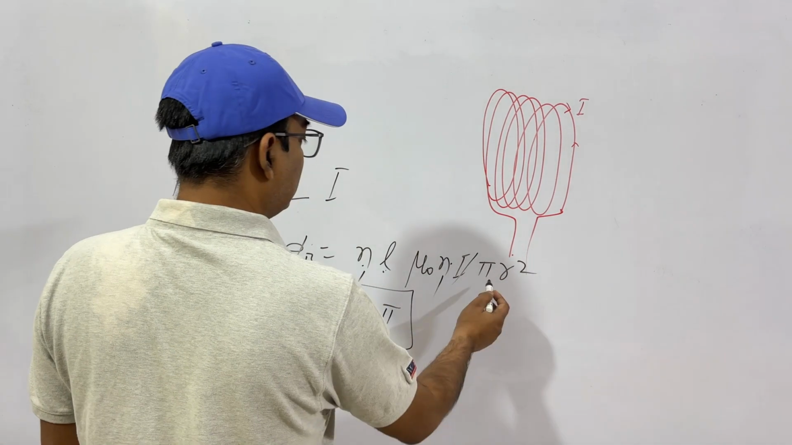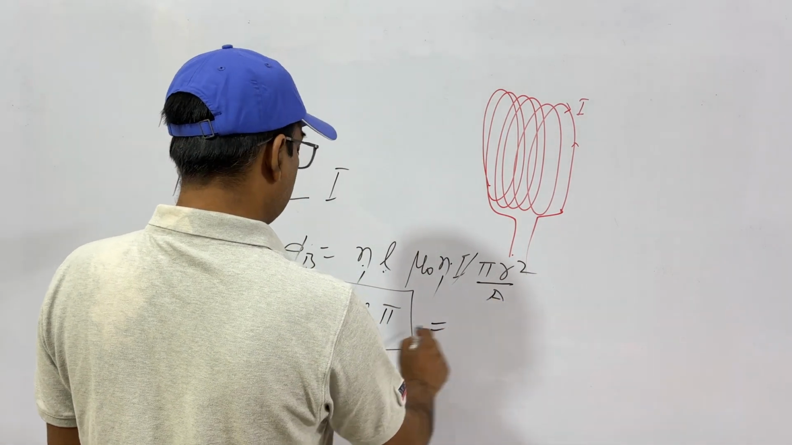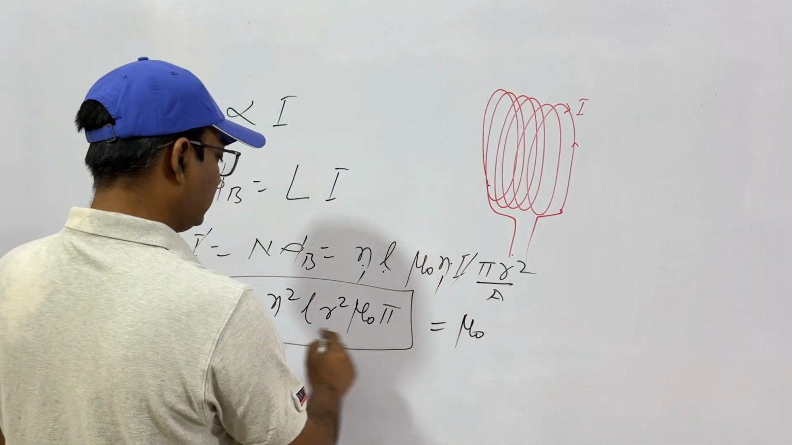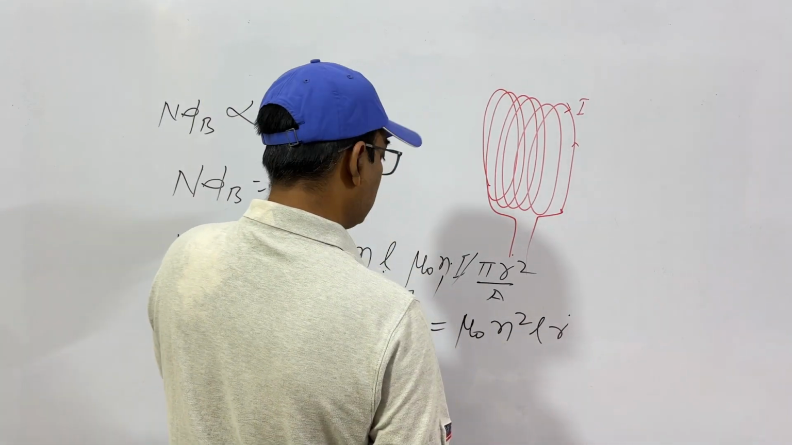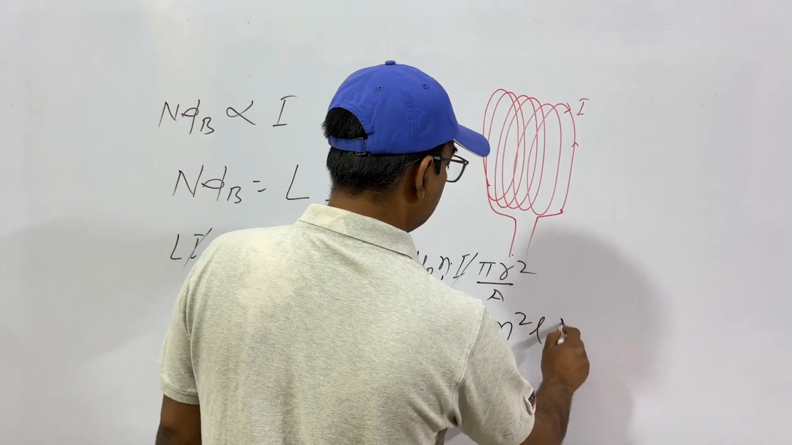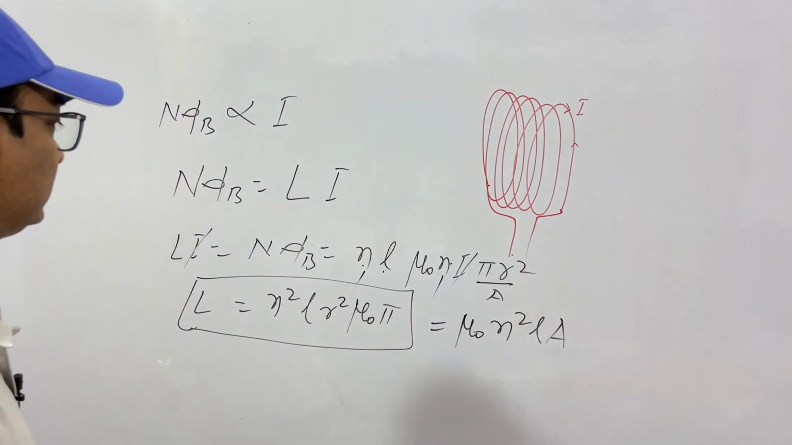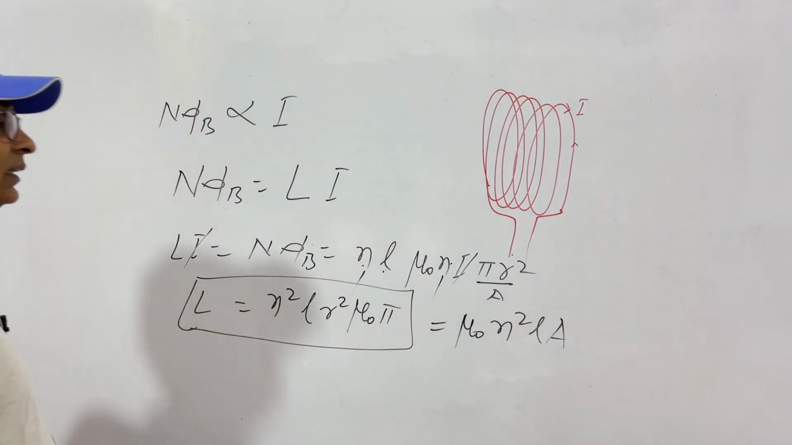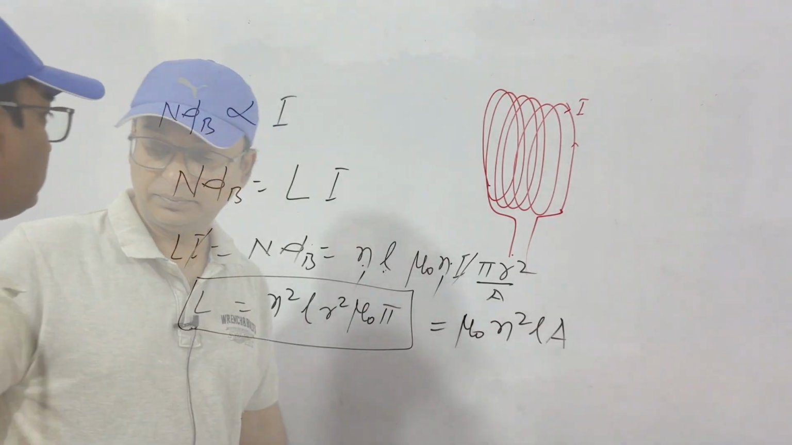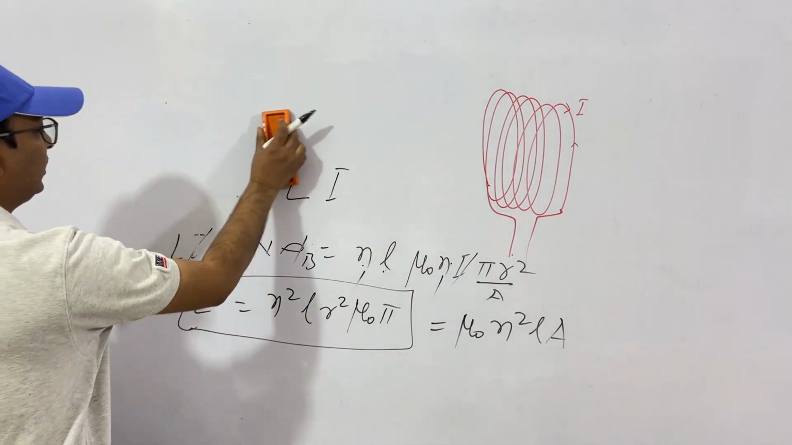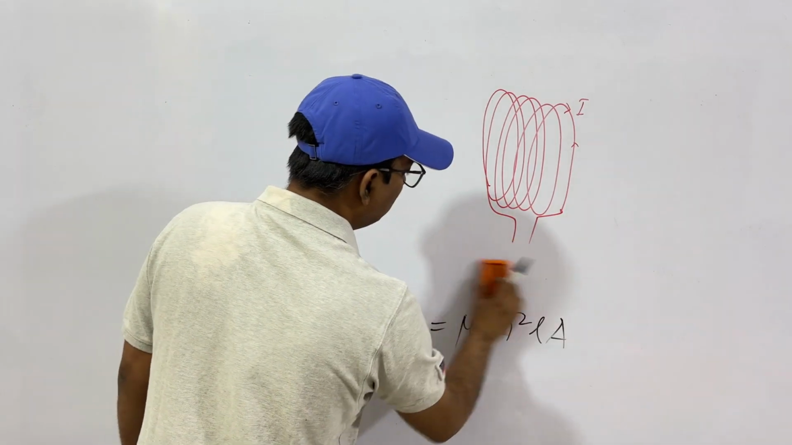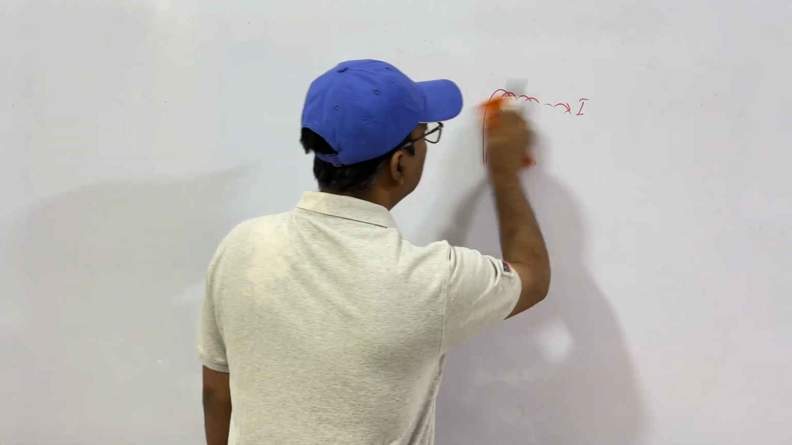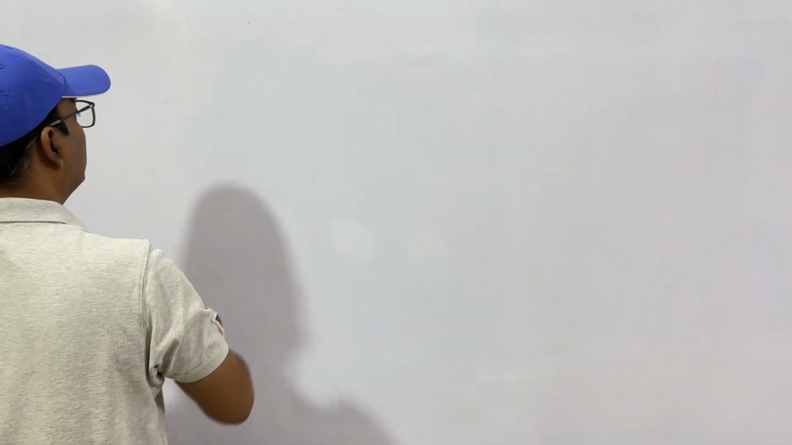Or if you write this as A, you can write it as mu 0, I'm taking it out, so this is n square l A, not r square. So this is also an expression for self-inductance. I think this is clear to you. So now when you know this, let's calculate the energy required to induce current I in a coil, which is actually stored in the coil.